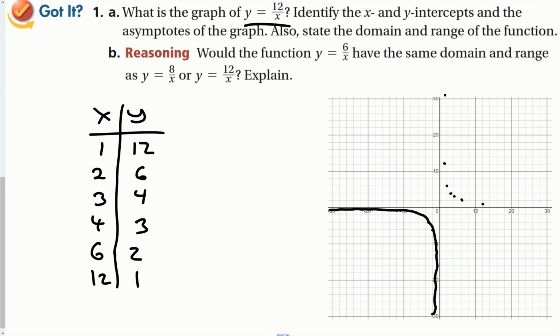Down there. And again, it should be straighter like that. And we get our same sort of picture. Domain and range for this is the same. Everything except for 0 for domain, everything except for 0 for range. Would this function and this function all have the same domain? Yeah, because the only thing you're not allowed to plug into this is 0. So they all have the same domain. And they all actually have the same range as well, because the only output you're never going to get is 0.